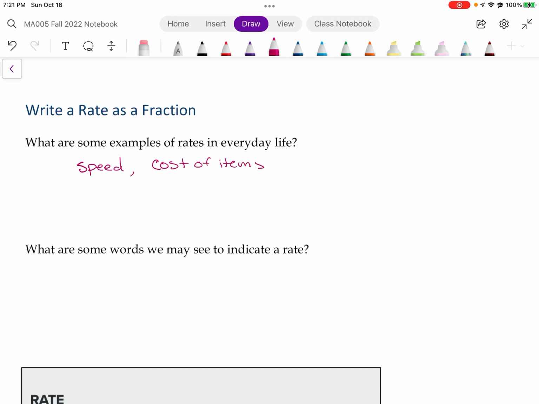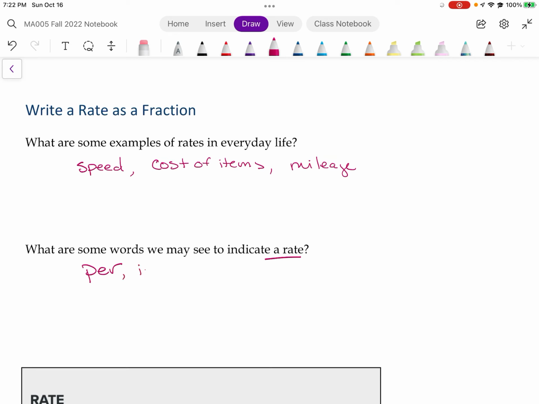So you can say it costs $10 per, whatever you're talking about, and that is a rate in everyday life. Something else that we do a lot is talk about the mileage, miles per gallon. So if the word per is there, that is one word that is definitely going to tell you you're indicating a rate. So what are some other words we may see that indicate a rate?